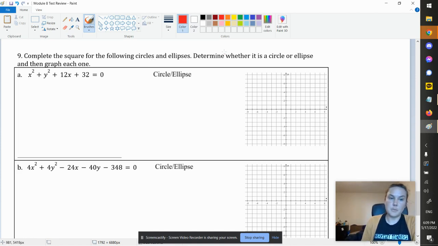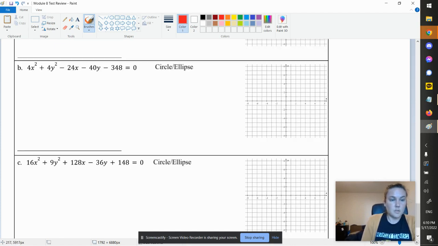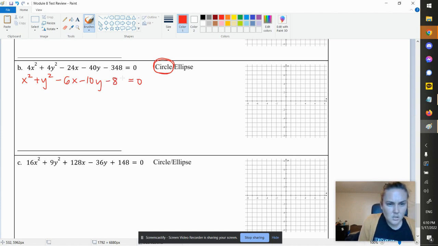First, let's see if they're circles or ellipses. Here, I've got an x squared and a y squared, and they both don't have a coefficient. That's definitely a circle. This one has a 4x squared and a 4y squared. They're the same number, so it's definitely a circle. And, as a fun fact, the very first thing we're going to do when we solve this one is divide everything by 4. Oh, is this 87? I think this is 87. Let's get my calculator.